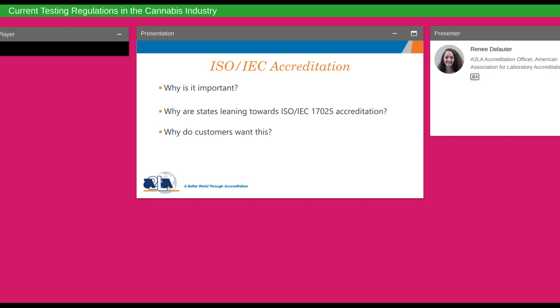So why would customers, such as growers, dispensaries, and consumers, want testing requirements? It helps to minimize risk. ISO IEC 17025 accreditation helps ensure test results are accurate and enhances customers' trust in the tested product by assuring them that it has been thoroughly evaluated by an independent, competent testing laboratory that has been assessed by a third party.